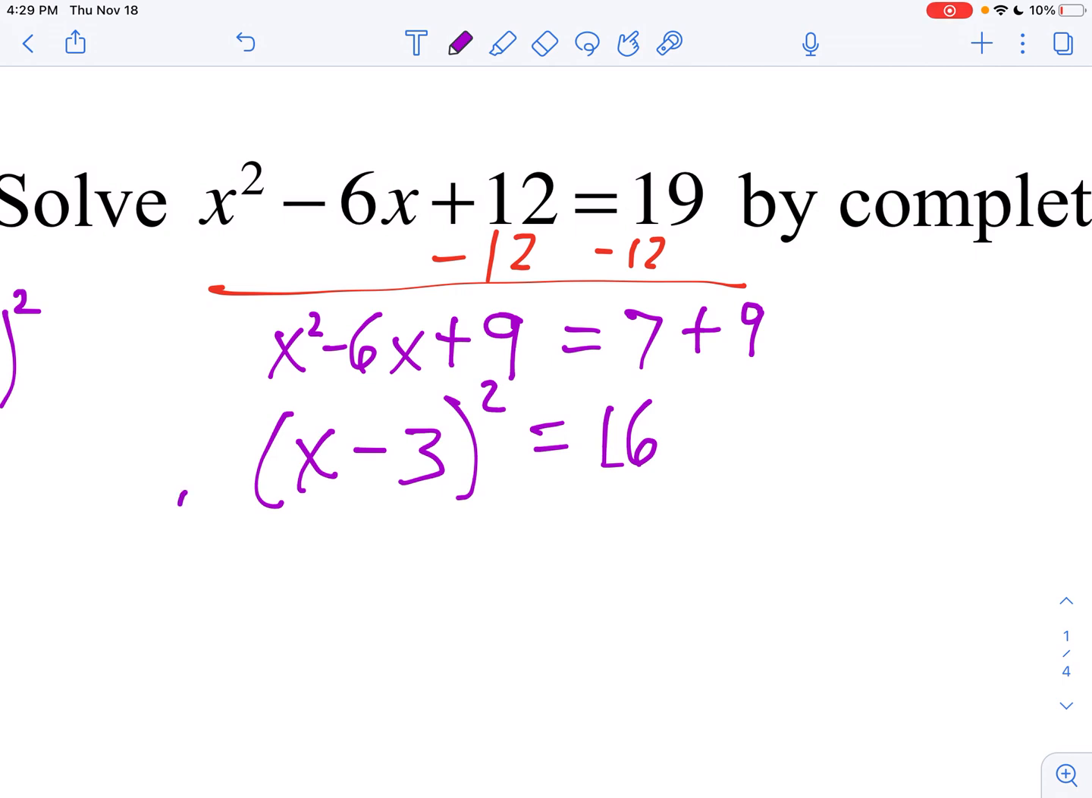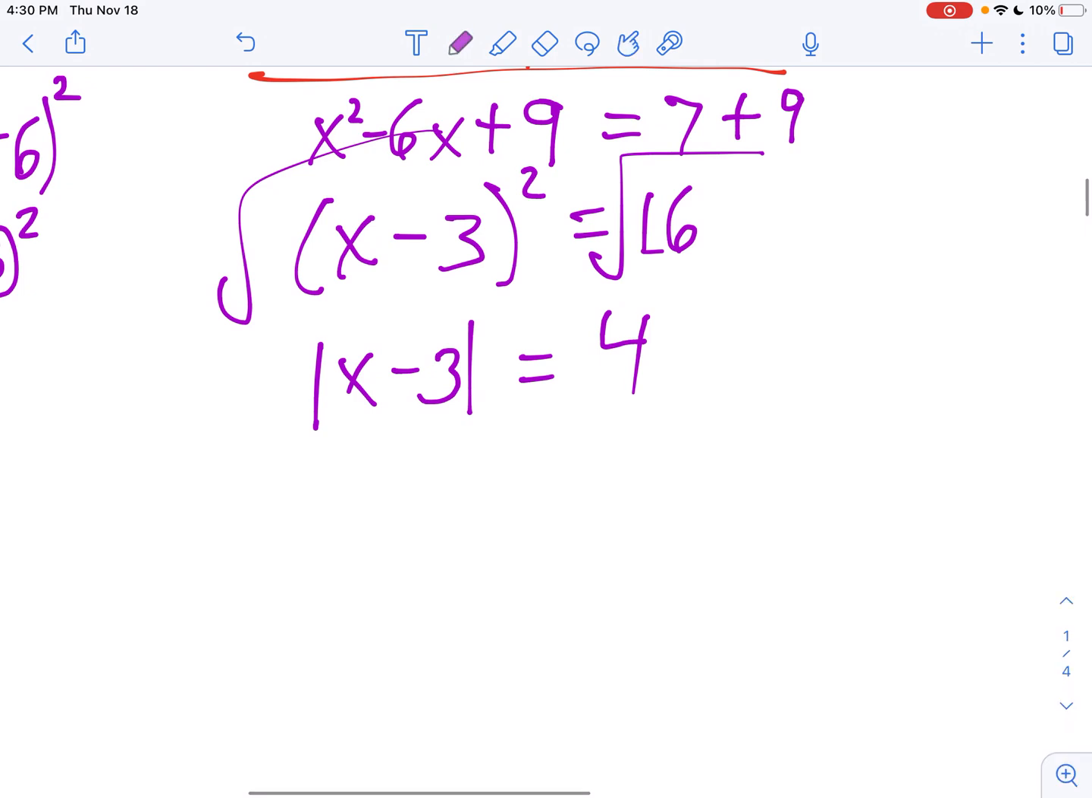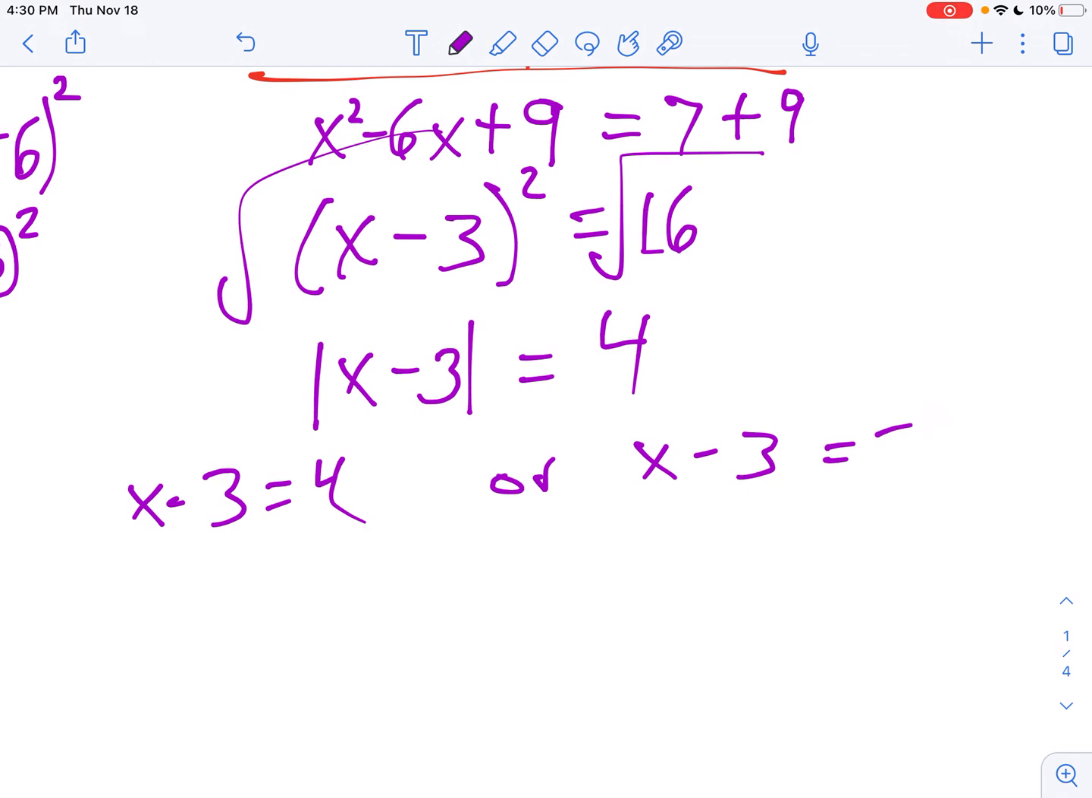Now, I'll take the square root of both sides. So the square root of x minus 3, the quantity squared, is the absolute value of x minus 3, equals 4. The square root of 16 is 4. Now, since you have absolute value, we make two cases. We're going to say x minus 3 equals 4, or x minus 3 equals negative 4.